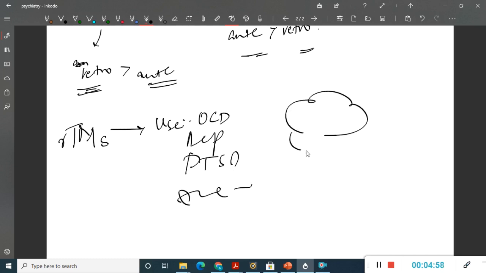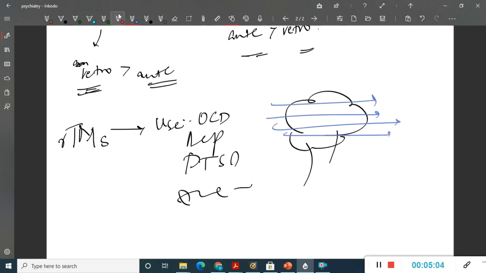So if this is the brain, you are going to pass magnetic waves through the brain, and these magnetic waves will generate current. What do these magnetic waves do? They will generate the current, and this current will modify the chemicals present in the brain. So that is called repetitive transcranial magnetic stimulation.